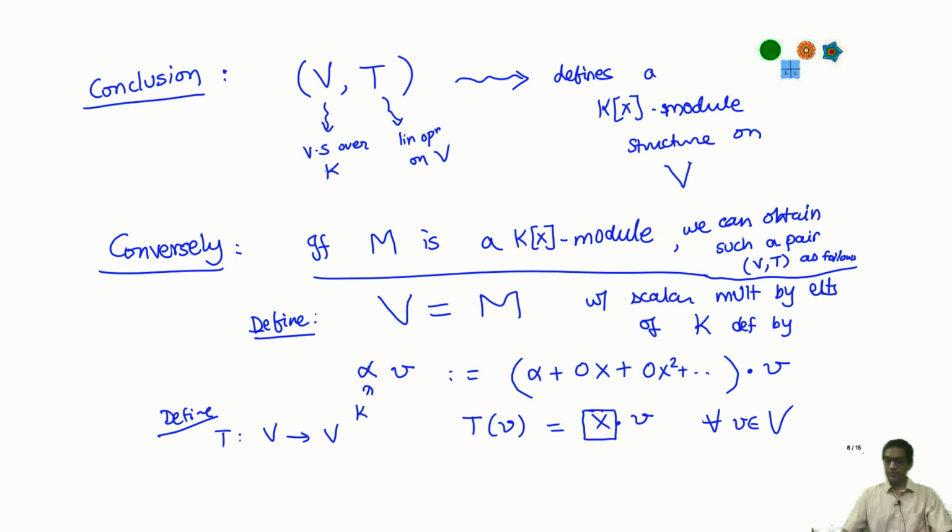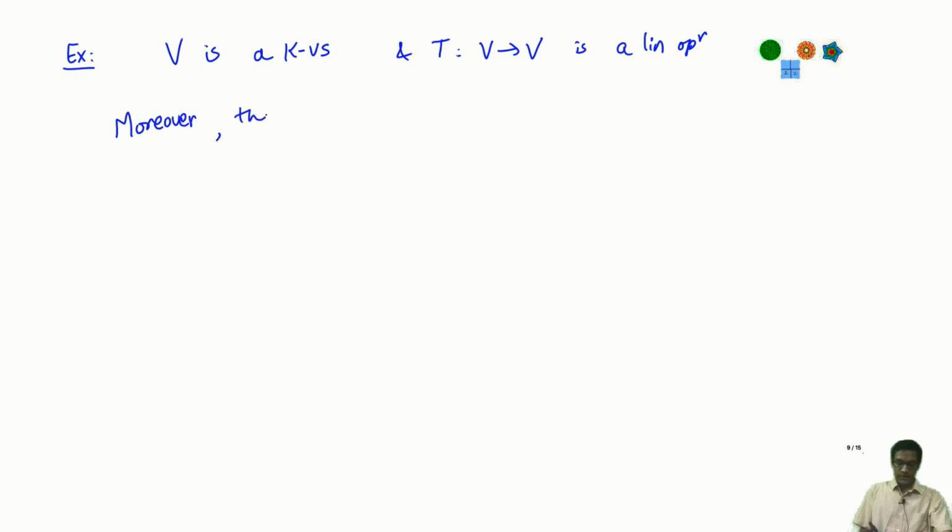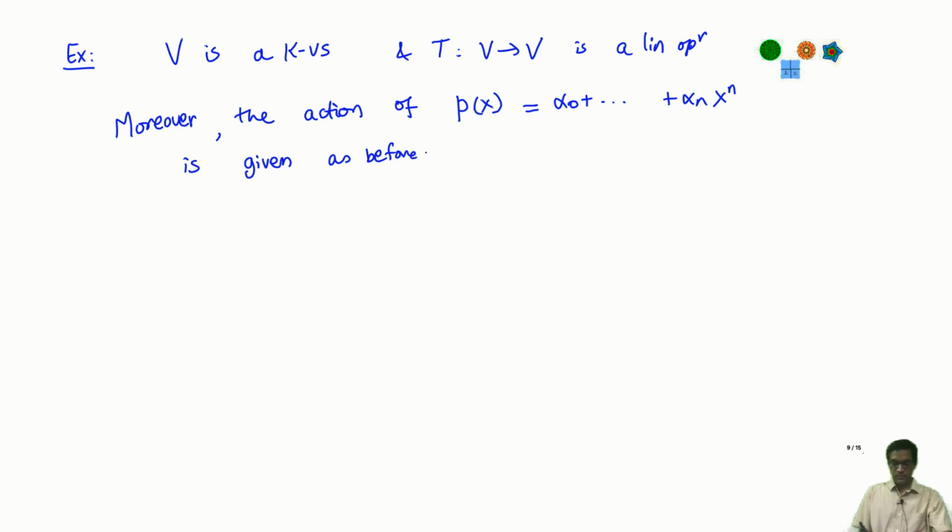What you now have to check, which I leave as an exercise: check that V is in fact a K vector space and T is in fact a linear operator, and moreover the action of any polynomial p(x) is given as before, meaning this polynomial p(x) acting on v will just be alpha_0 v plus alpha_1 T v plus ... plus alpha_n T^n v.